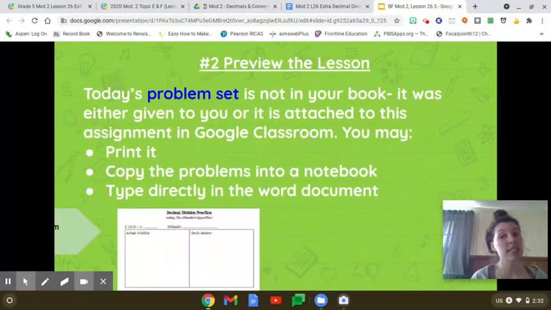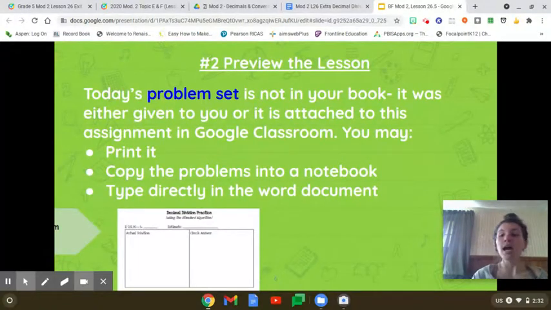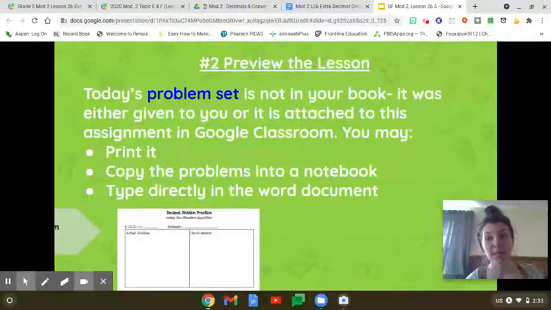Today's problem set is not in your math book. It is attached to the Google Classroom. You may either print it out, copy the problems into your notebook, or you can type directly in the Word document. I do not suggest typing directly in the Word document because it is very hard to show long division this way. I suggest you print it out or just copy it into your math book because that's the easiest way we learn how to do division. Pause this video until you have your problem set in front of you.